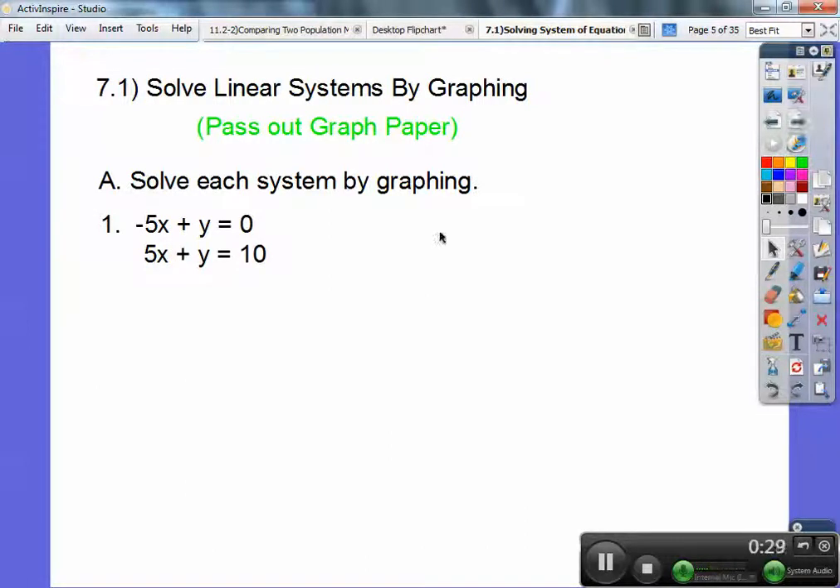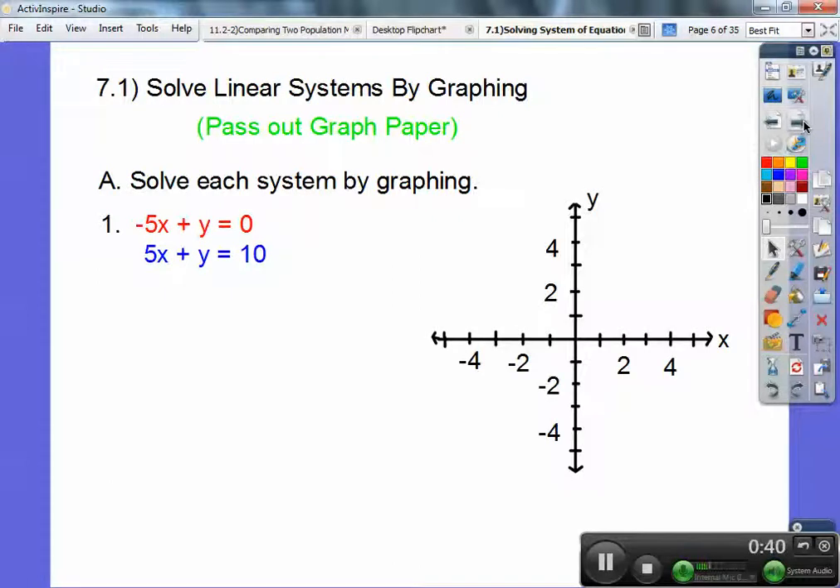So here are two equations: 5x plus y equals 0 and 5x plus y equals 10. These are both lines, so we're going to graph these lines. We're familiar with graphing lines from chapters 4, 5, and 6. I'm going to graph the first line in red and the second line in blue. Can you see, if I added 5x to both sides here, I get this equation right here?